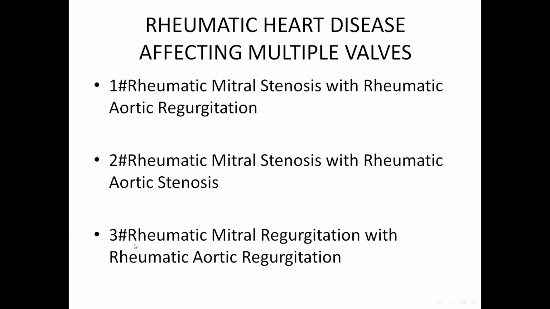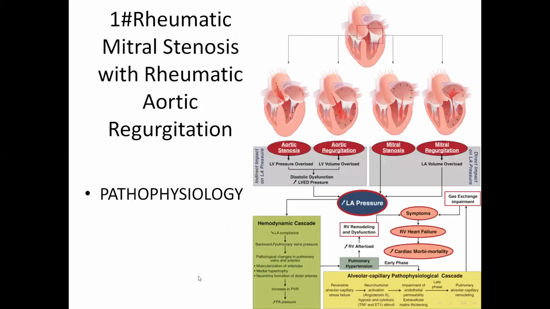We have three lesions. We are speaking about one lesion. The three lesions are rheumatic mitral stenosis with aortic regurg, rheumatic mitral stenosis with rheumatic aortic stenosis, and rheumatic mitral regurg with rheumatic aortic regurg. We will speak about pathophysiology first for rheumatic mitral stenosis with rheumatic aortic regurg. We will speak just for isolated mitral stenosis.